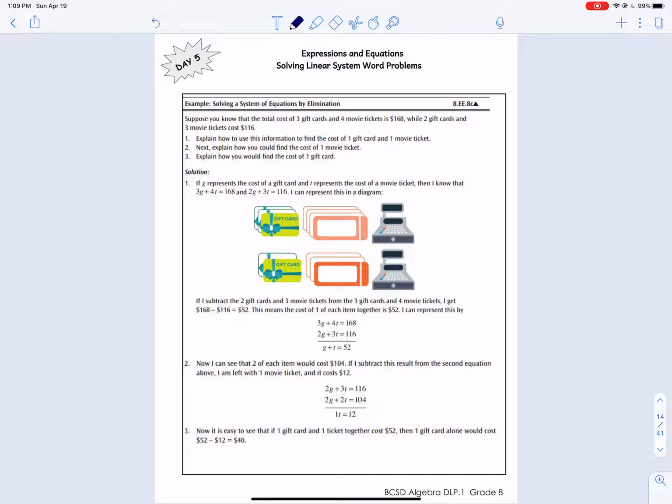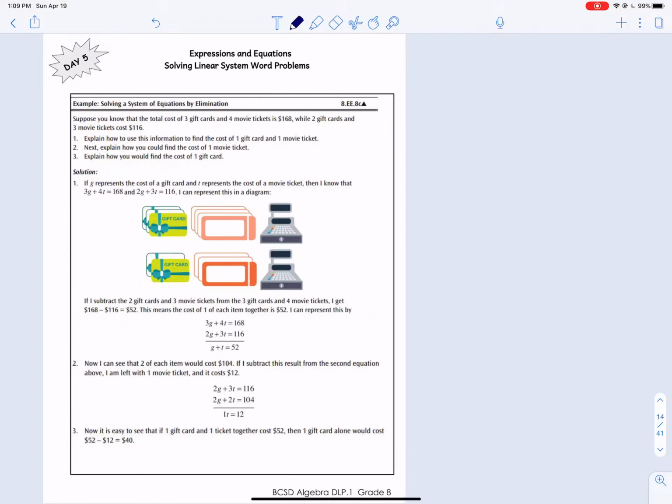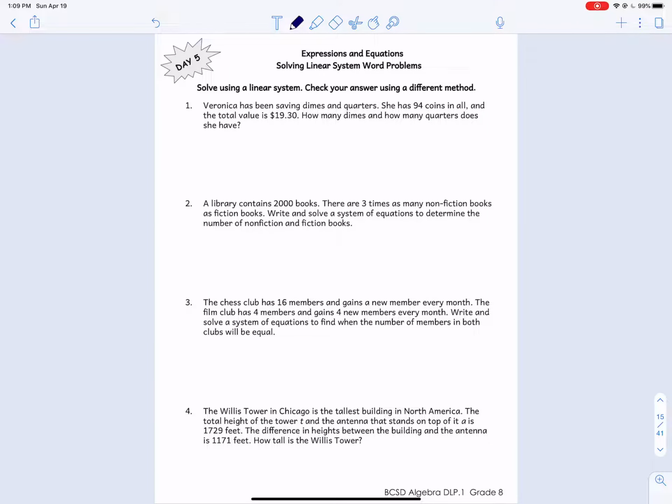All right, so here's another example problem of linear systems, word problems. So pulling out information to write equations that have two unknowns and then solving using some method to find those two variables. Okay, so here are our problems. Maybe I'll do number 1.